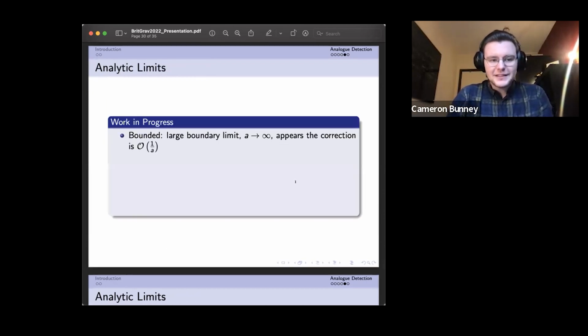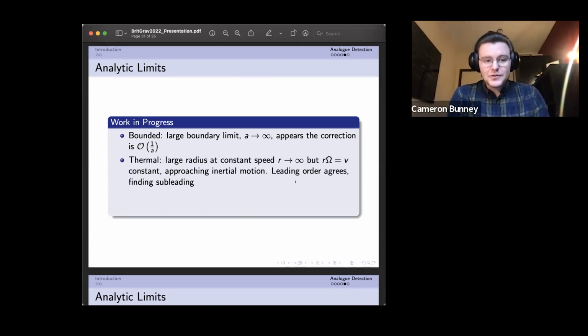So further from this, we can take analytic limits, such as the large boundary limit, and look at the leading and subleading orders. Currently, it looks like the leading order should be 1 over A. And similarly, in the thermal case, we can look at the large radius but constant speed limit. This is so we can approach inertial motion. And if we do this, the leading order contribution agrees with if we just took an inertial trajectory to start with, and didn't start with circular motion and then infinite radius.